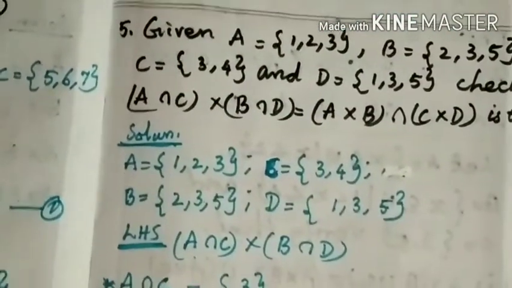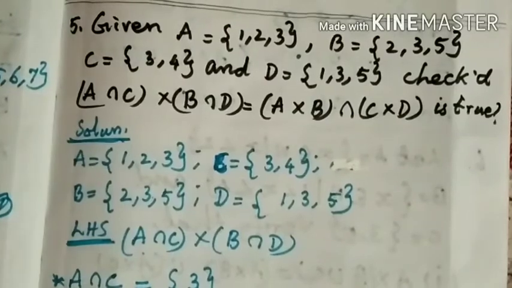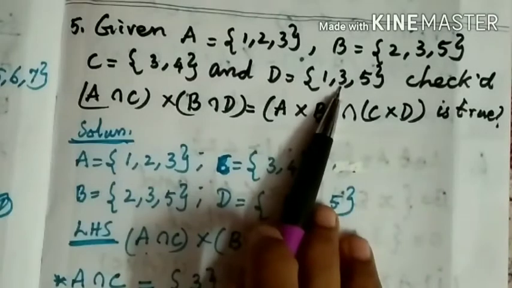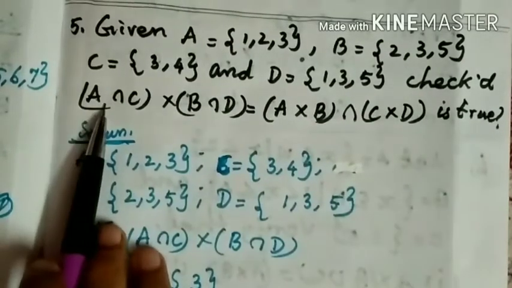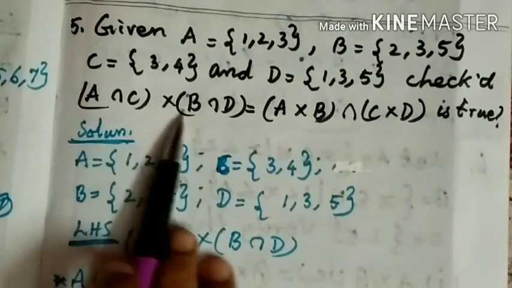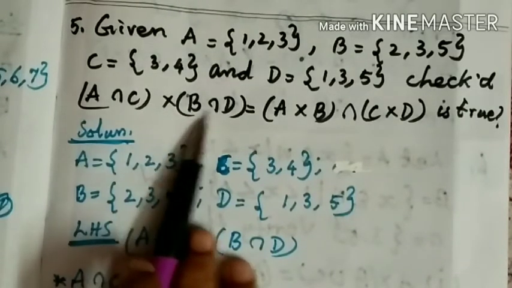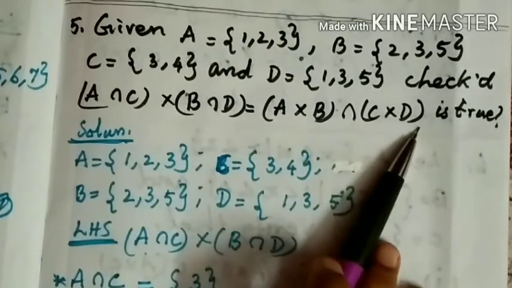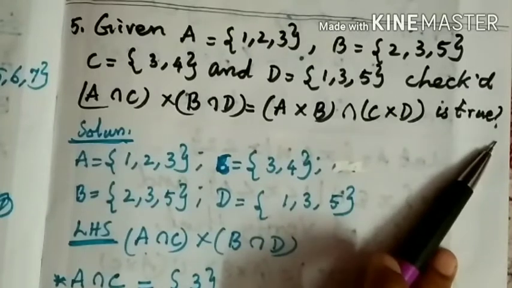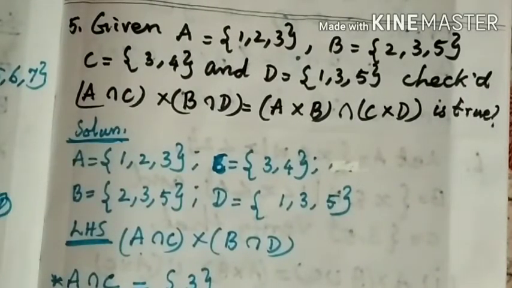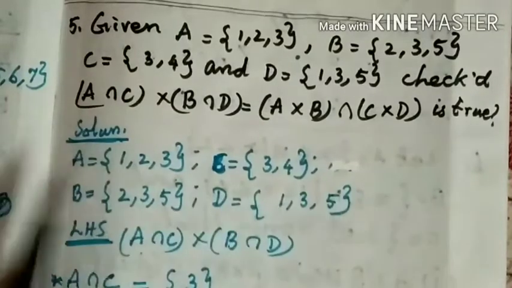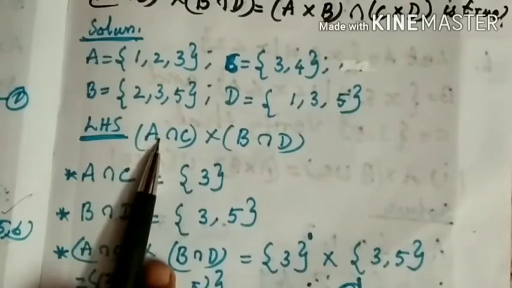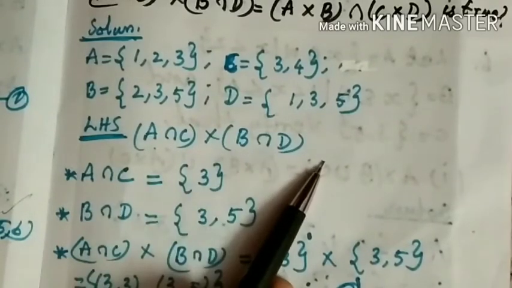Then come to the next sum. This also I gave as homework. Have a look and correct it. Set A, set B, set C, set D elements are given. Check the given property: A intersect C cross B intersect D equal to A cross B intersect C cross D is true. Is true means whether the LHS and RHS answers are equal. Okay, then first you take the left hand side, A intersect C cross B intersect D.